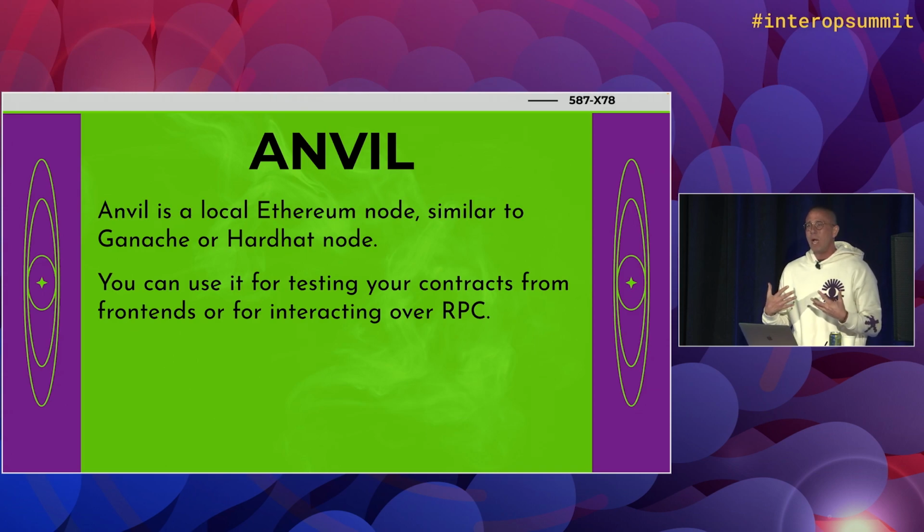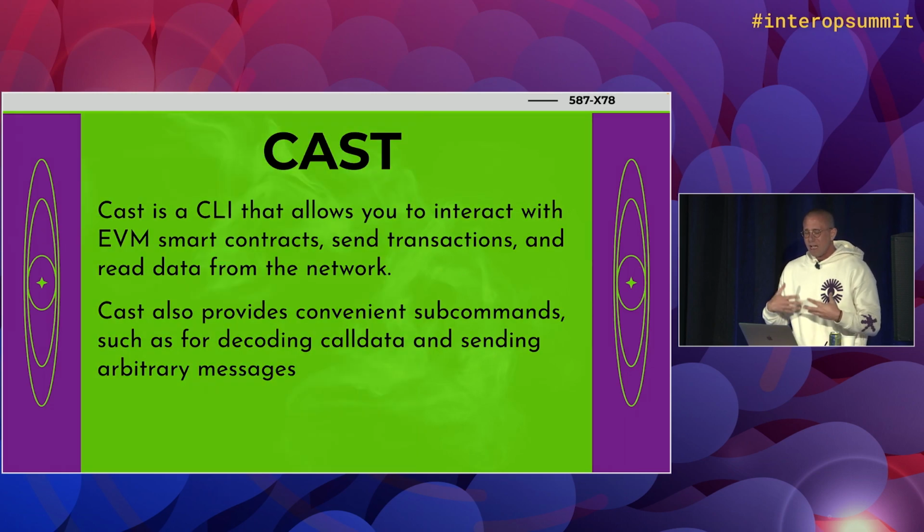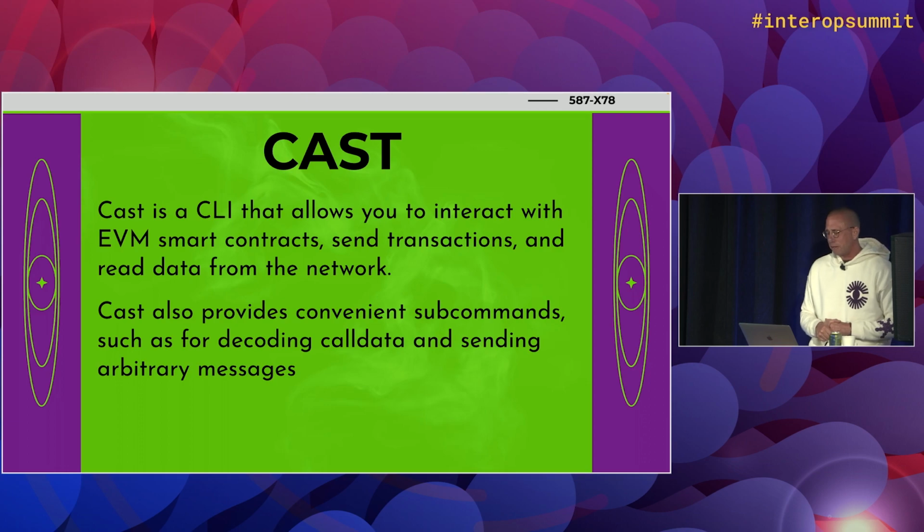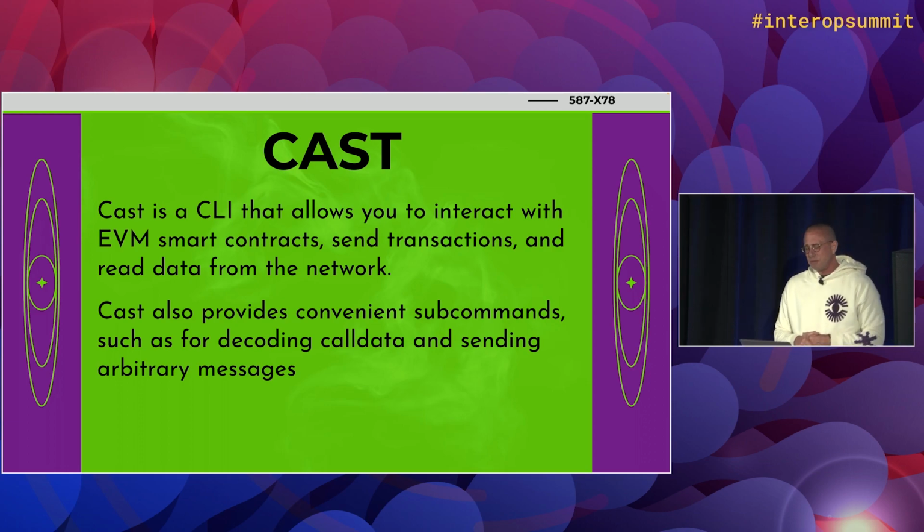Anvil is the way to run a local Ethereum node. With Hardhat, you would run npx hardhat node, and it spins up that local node. With Foundry, you have Anvil. You also have Cast, which is a CLI tool that interacts with different deployed EVM smart contracts. With this, you can send transactions, you can read data from a deployed contract, et cetera. Some stuff that you might have done locally using JavaScript or some other library like Ethers.js and things like that.